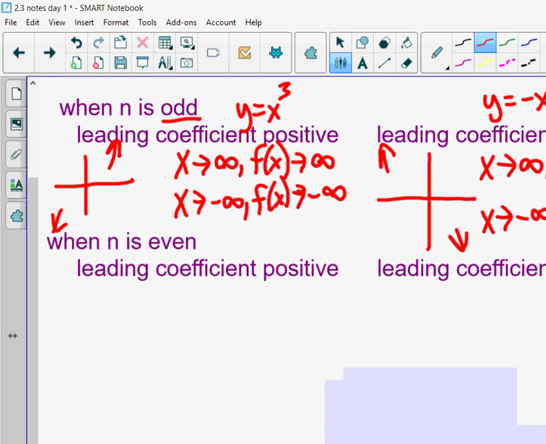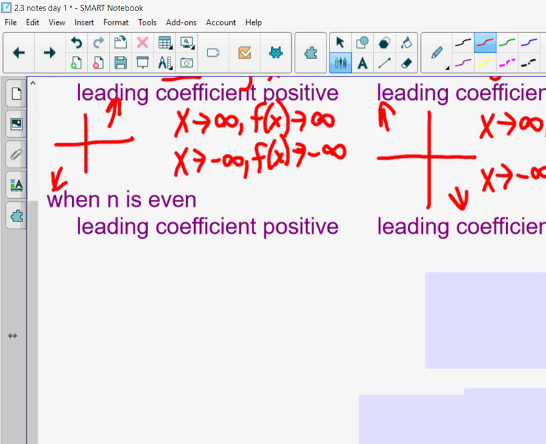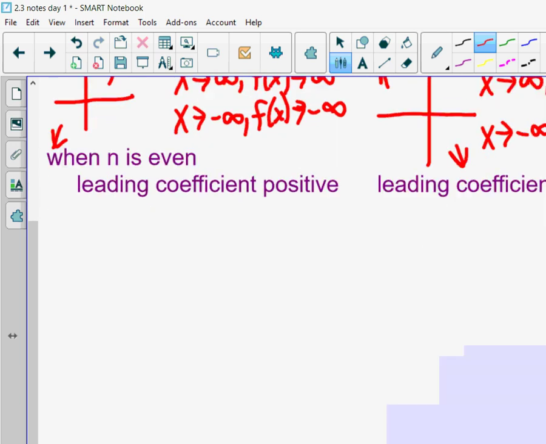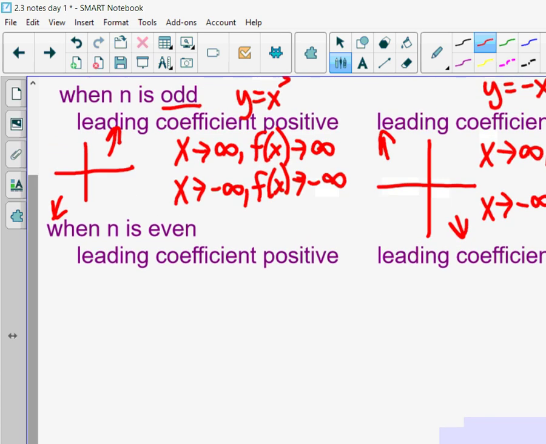So look, this was supposed to be covered up. That's what these boxes are for. Even functions, right? Even functions, the arrows go in the same direction. Think about x squared, right? y equals x squared. We know what that looks like. Both arrows point up.